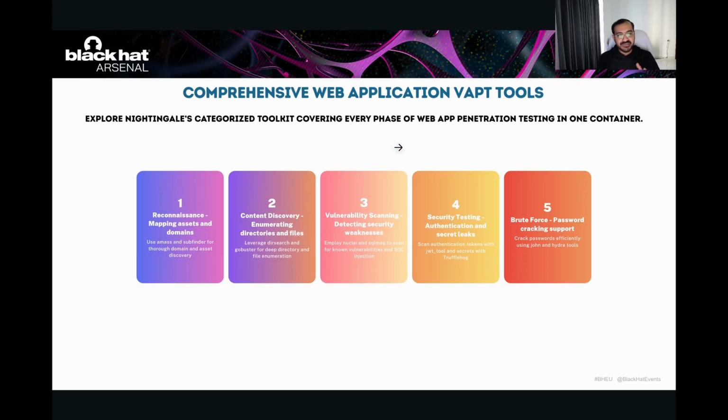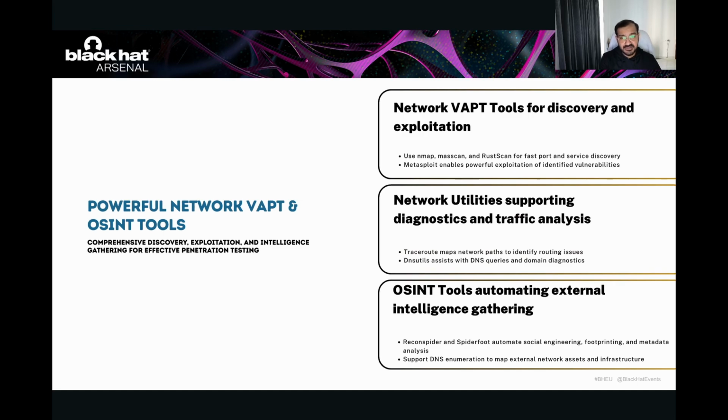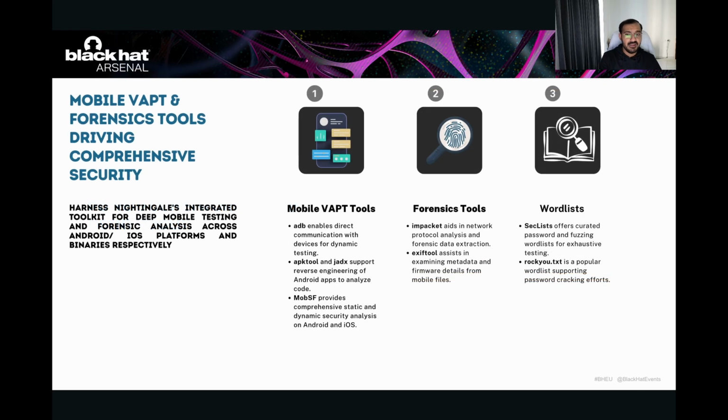Now coming to the comprehensive web application VAPT tools, there are three or four processes where we start with reconnaissance, content discovery, vulnerability scanning, security testing, brute forcing, etc. Every phase has its own tools, and all the tools are installed in the Nightingale Docker image. The same goes for network pen testing and OSINT. And when it comes to mobile VAPT and forensics, I also have a set of tools for each and every category.